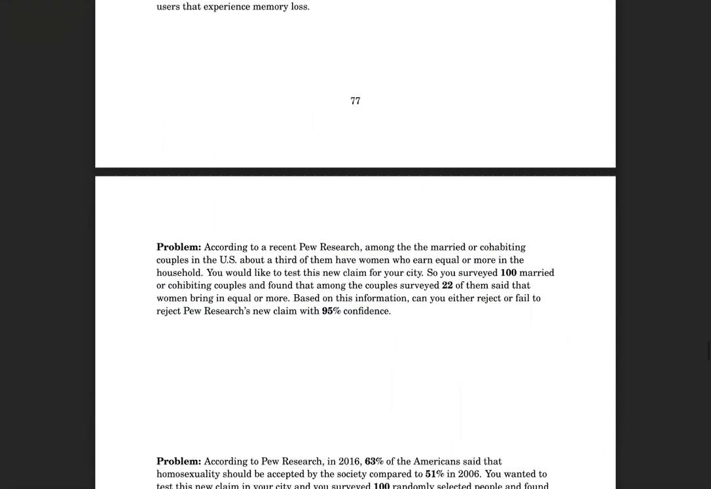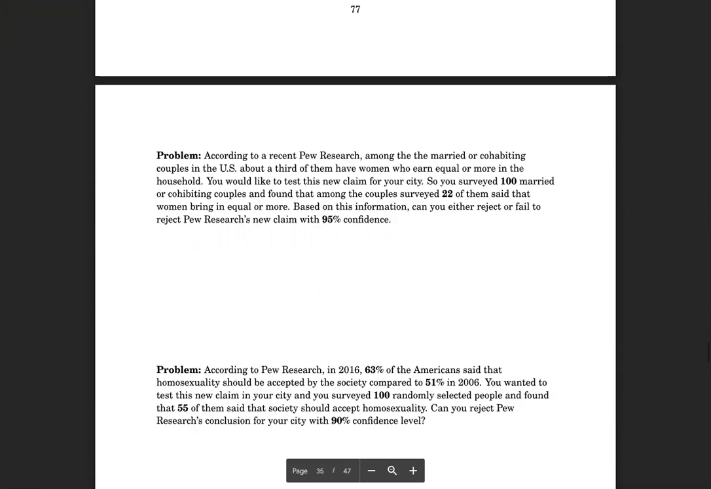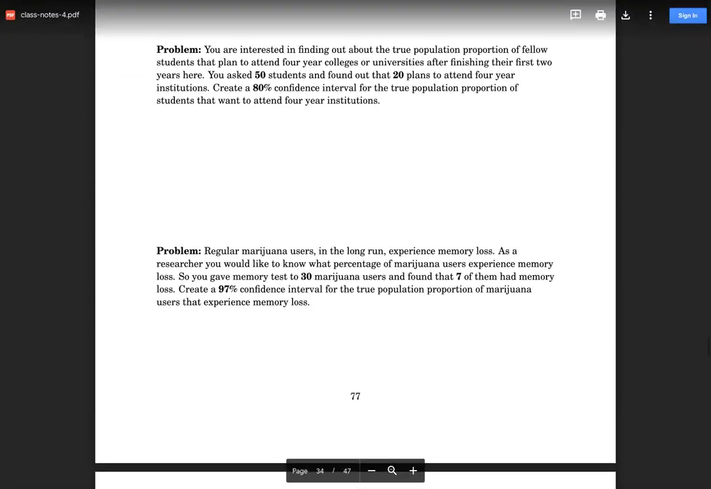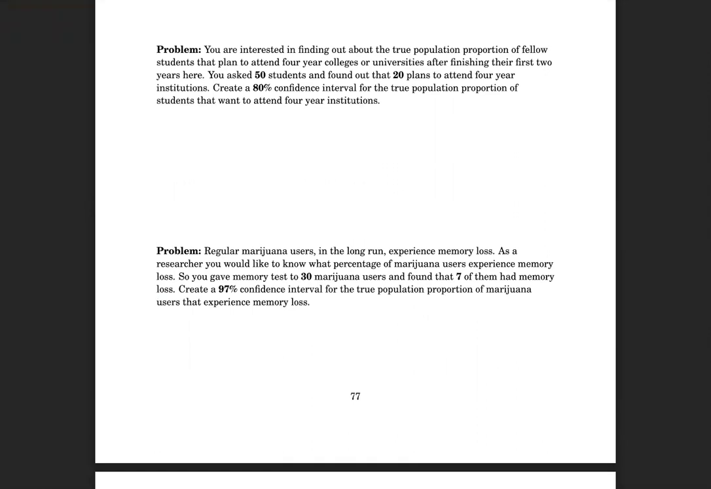Let's do these few quickly. So the first one is, you are interested in finding out about the true population of fellow students that plan to attend four-year colleges or universities after finishing their first 2 years here. You asked 50 people. So that means your N or sample size is 50. And found that 20 plans to attend four-year institutions. So that means that 20 should be your X.